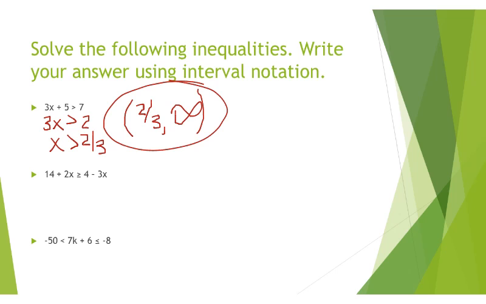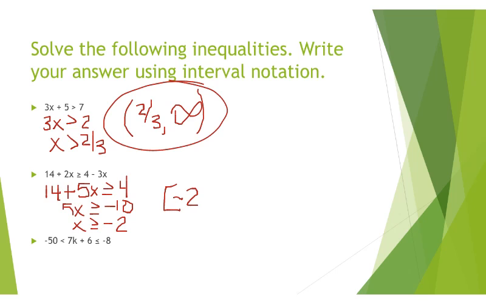Here I'm going to add 3x to both sides first, so 14 plus 5x is greater than or equal to 4. 5x is greater than or equal to -10. So x is greater than or equal to -2. So the or equals means we're going to include the -2 and then get bigger from there. So -2 to infinity.